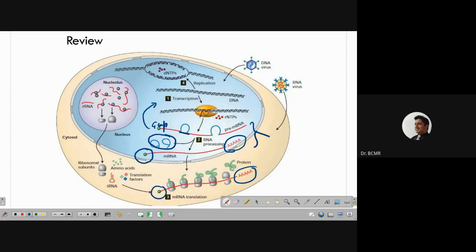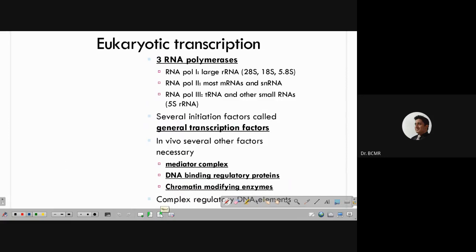There are two important things. One is recognition by the translation elements. Second, they are also important for stability of the mRNA. Okay. And I hope you know that it's important to remove introns, otherwise open reading frames are not complete. Okay. So now we will have a brief discussion on different aspects of eukaryotic transcription.